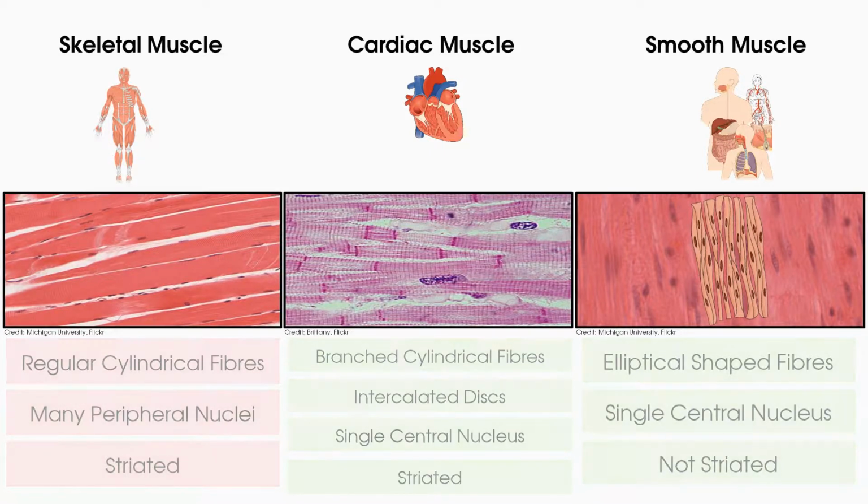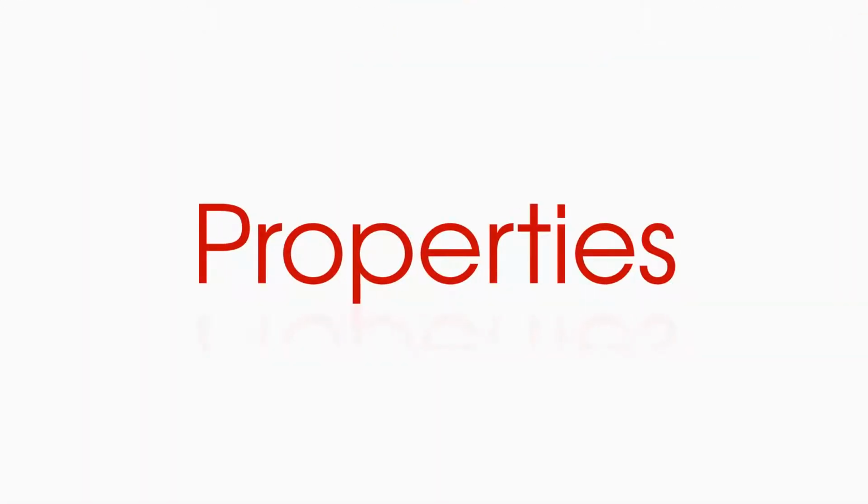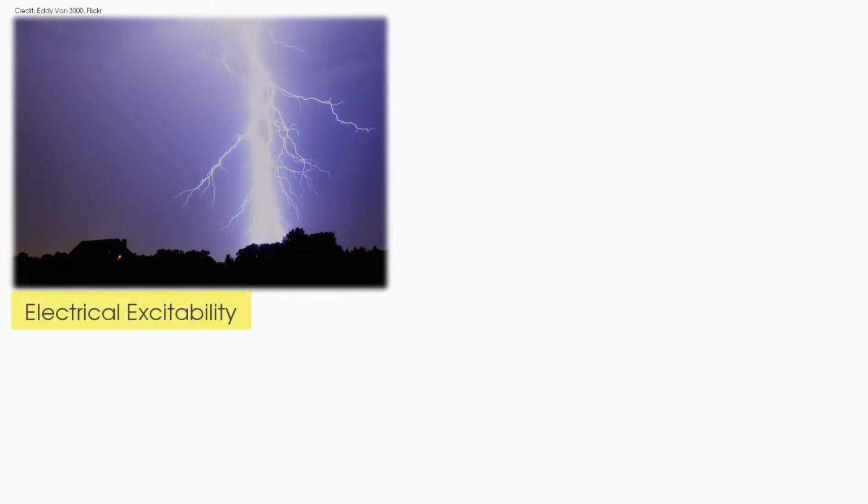So to finish this tutorial, let's just talk about the 4 key properties that all muscles have in common that allows them to function as they do. So the first property is that of electrical excitability. So both nerves and muscles share this property in that they react to stimuli by producing electrical signals in the form of something that's called an action potential.